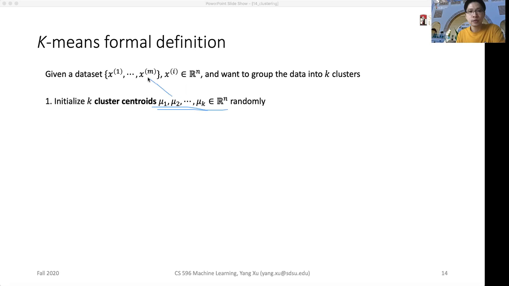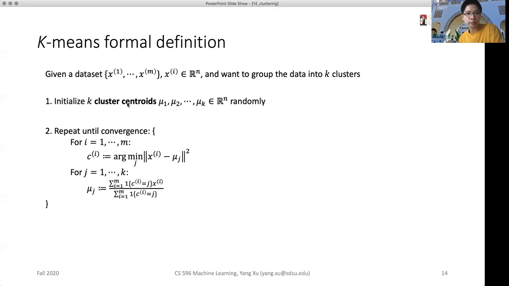So the mu does not necessarily come from the original data sets. We are not selecting data points, but some versions of k-means may randomly sample the k data points from the existing data points, which is also acceptable. Okay, so we will repeat until convergence for the body of this function, the procedures within these curly brackets.